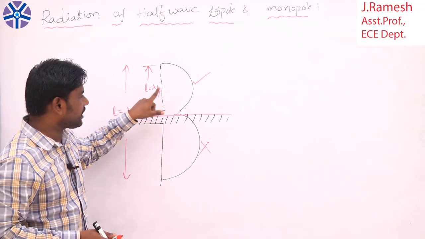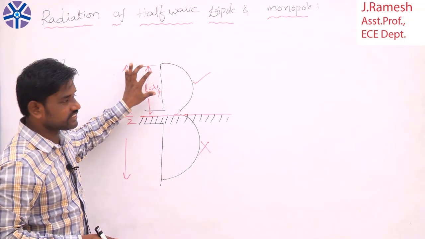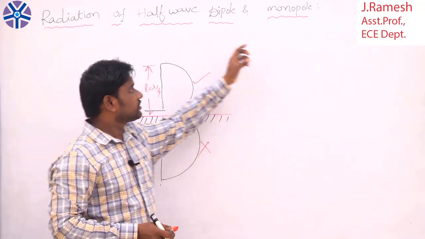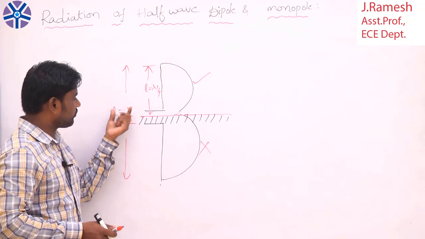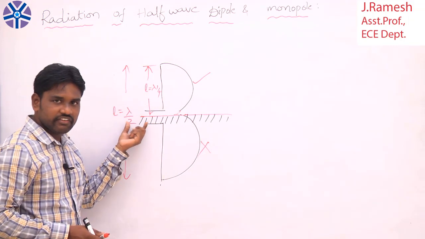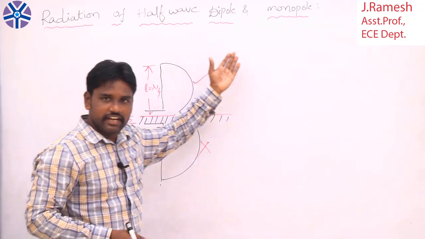This is the entire wavelength. We are taking 1/4 of the wavelength, so that's why it is named a quarter-wave monopole. If you go for the dipole, it is a half. So 1/2 times the entire wavelength of the free space signal. That's why it is named a dipole.